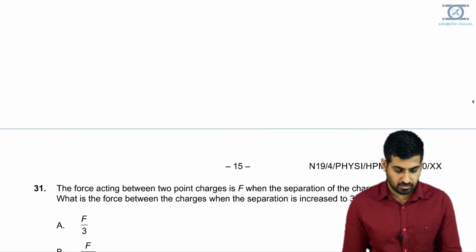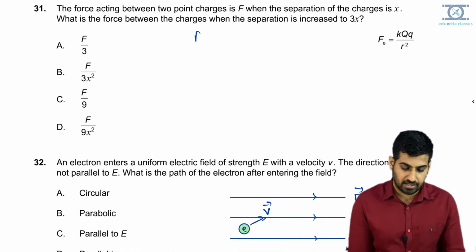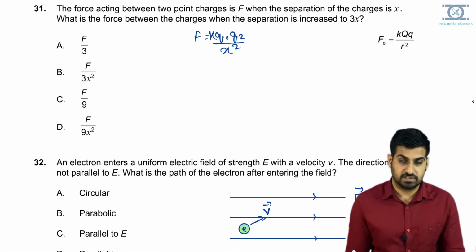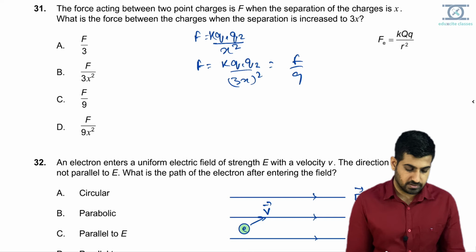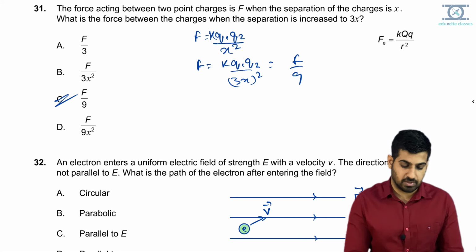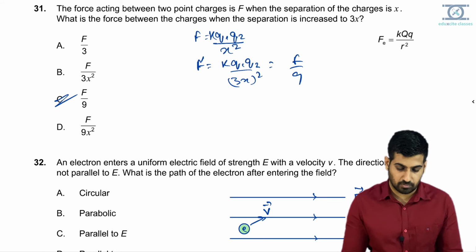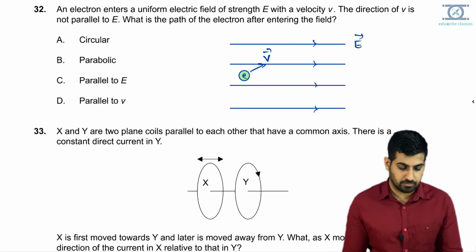Okay. Question number 31. The force acting between 2 point charges is given by F equals K Q1 Q2 upon x square, if the distance is x. Now the distance changes from x to 3x, so K Q1 Q2 upon 3x square, so that will be F by 9. Simple. Because K Q1 Q2 upon x square is replaced by F, the new force F dash will be F by 9. This formula is also given in your physics booklet. You can use it.